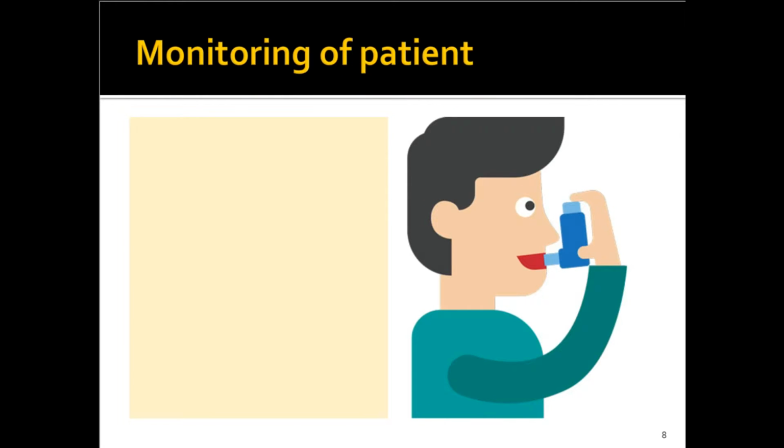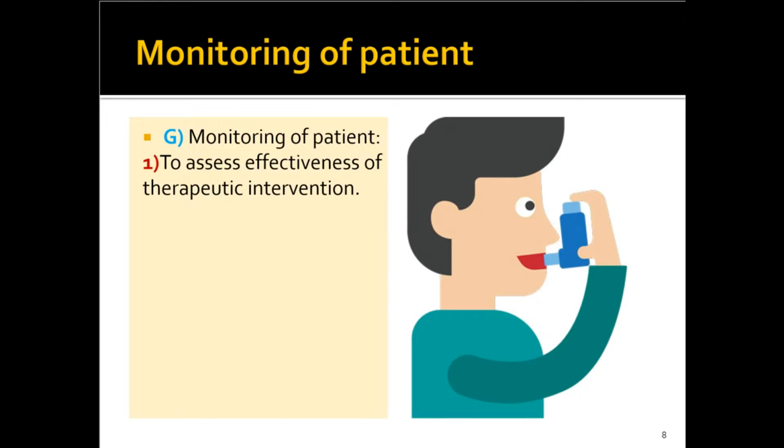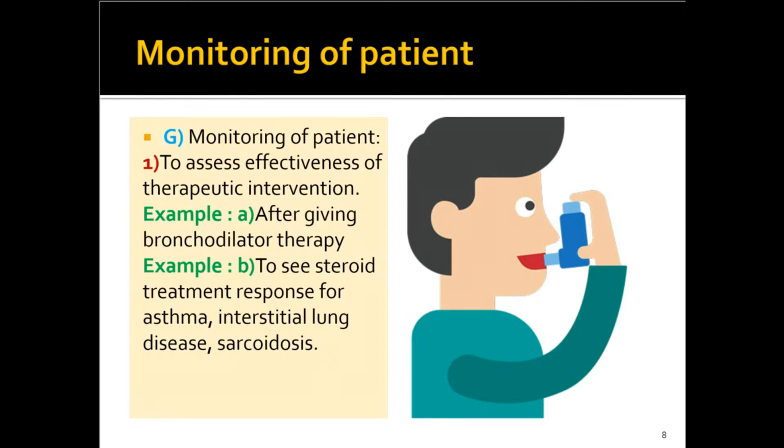G. Monitoring of patient. 1. To assess effectiveness of therapeutic intervention. Example A: after giving bronchodilator therapy. Example B: to see steroid treatment response for asthma, interstitial lung disease, sarcoidosis.